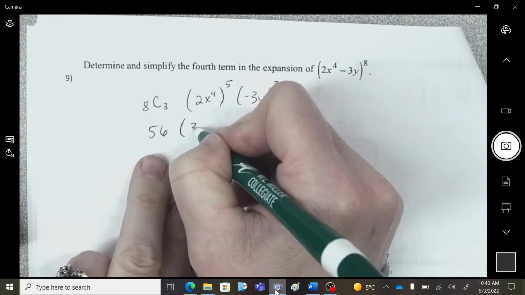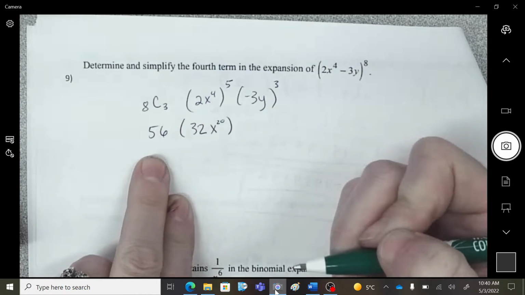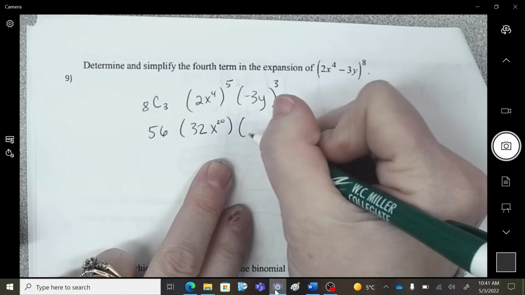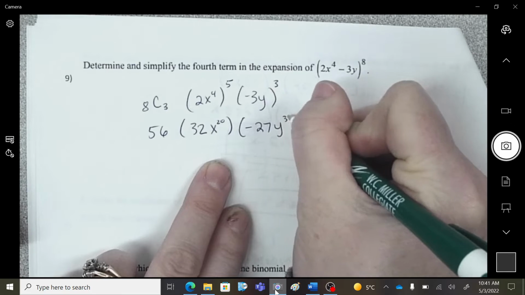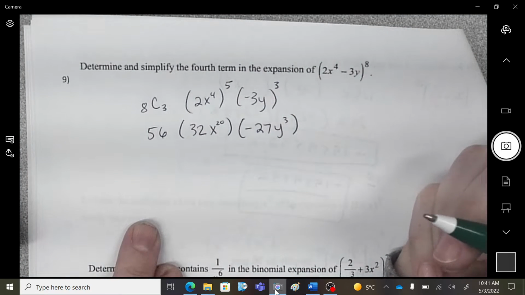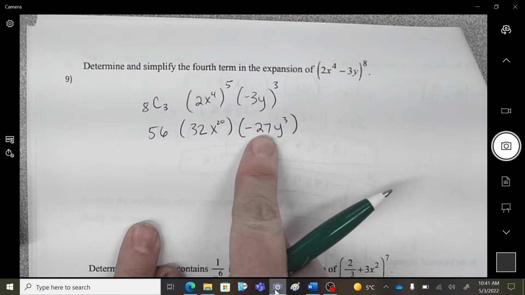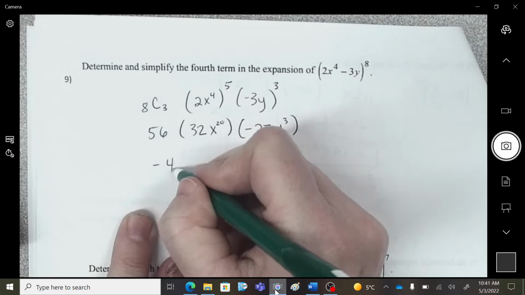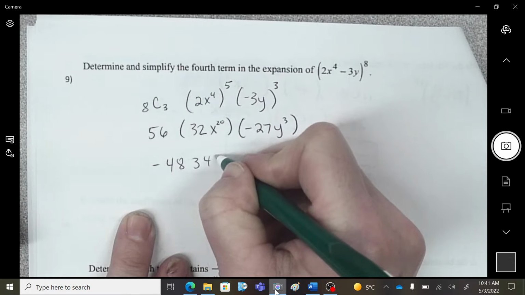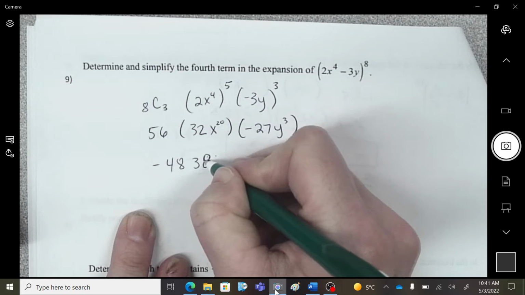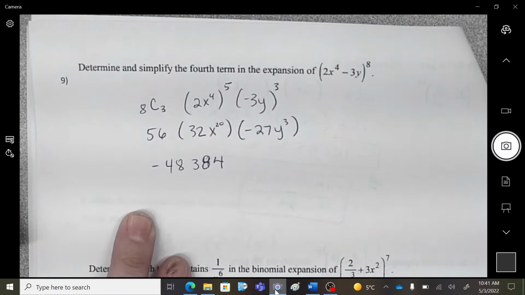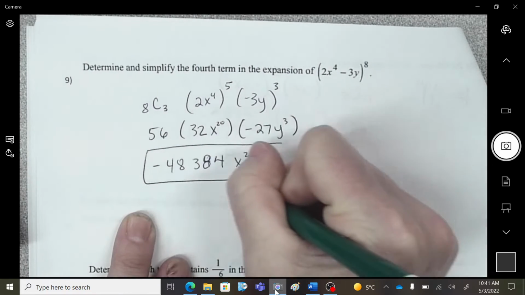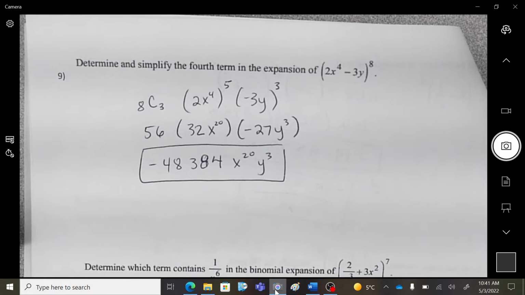2 to the 5th is a 32. X to the 20, because I multiply that. Negative 3 cubed is negative 27. And a y cubed. Then those three digits are going to get multiplied together. So negative 48,384. And I can't put x's and y's together. So that's as simple as I can get it.